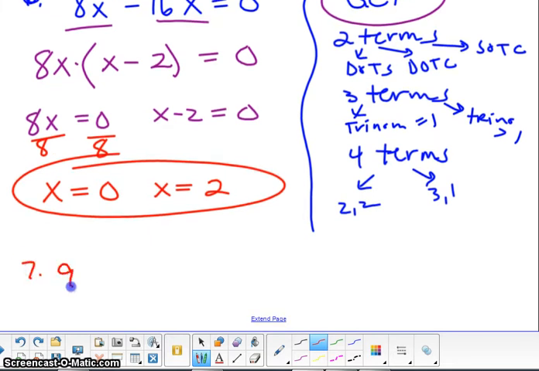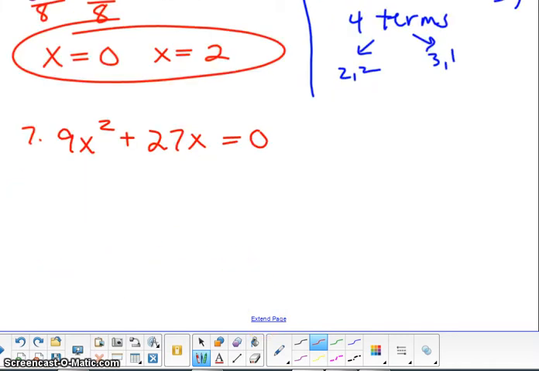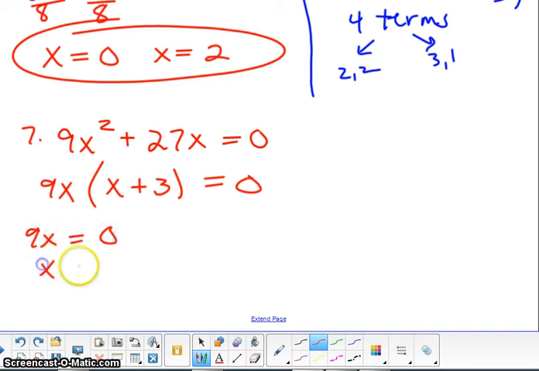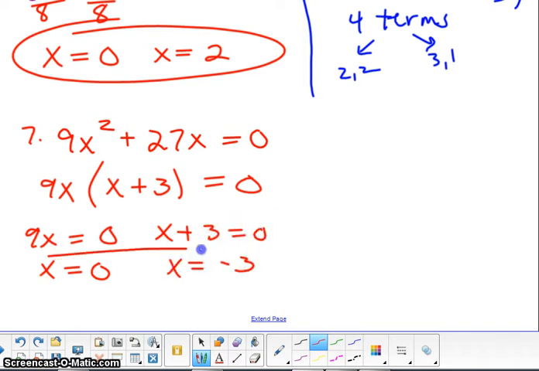If I gave you 9x squared plus 27x equals 0, we first would look for the GCF, and since 9x is a GCF, what's left over is x plus 3. And zero product property says that one of them has to be 0, so we're going to set them both equal to 0. And we end up with the two answers of 0 and negative 3.